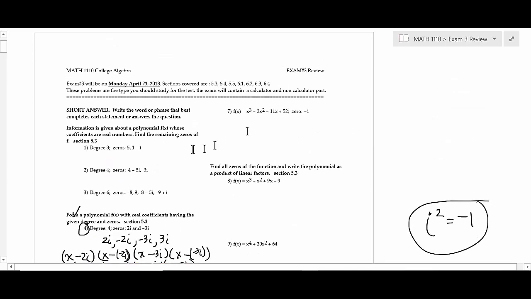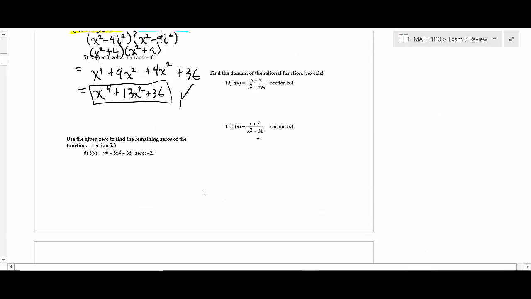Let's do number 6. Number 7 is similar. Number 6 has an extra step, so I'm going to go ahead and do this one. Okay, so what I do is I'm going to give you a zero. So you're going to do synthetic division. Okay, you're going to divide by negative 2i.